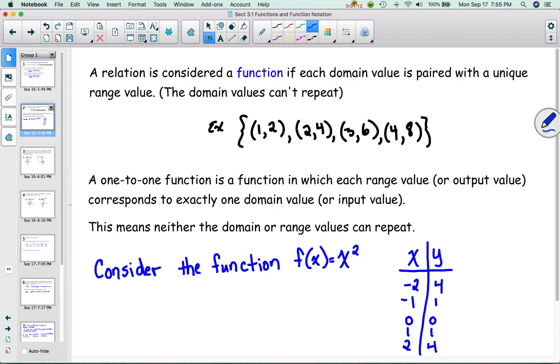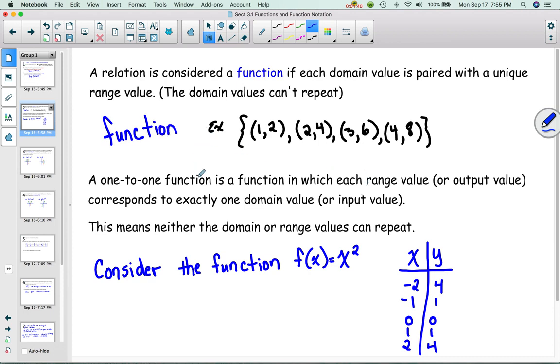So how do we tell if it's a function? Well, a relation is considered a function if each domain value is paired with a unique range value. So in other words, the domain values can't repeat. So if we look at our previous example and notice the domain values, I have a 1, a 2, a 3, a 4. They do not repeat, which makes this a function. So it's a relation, but now we know it's also a function.